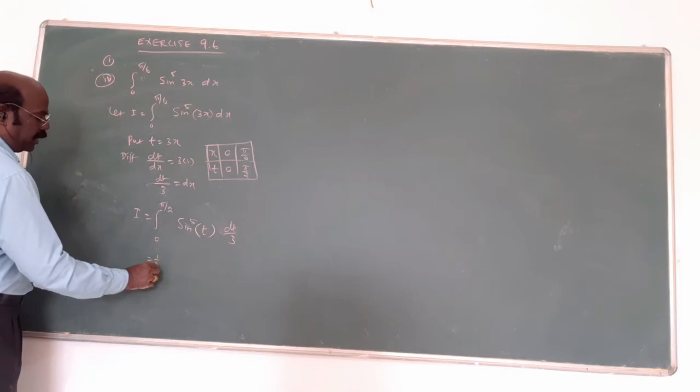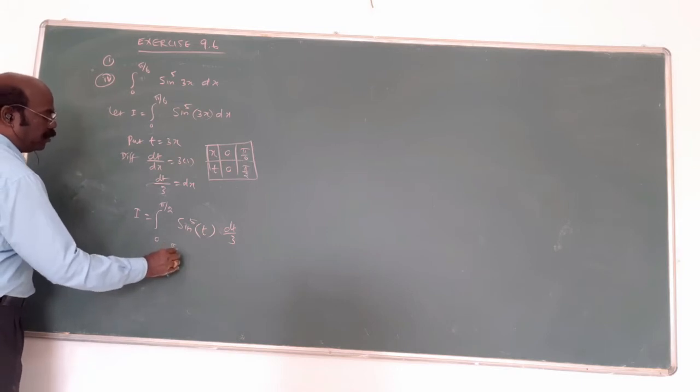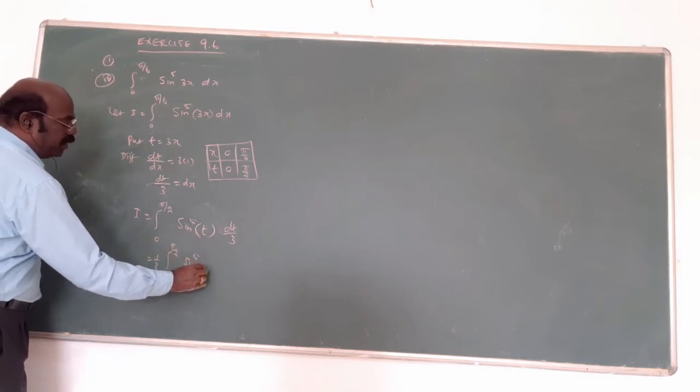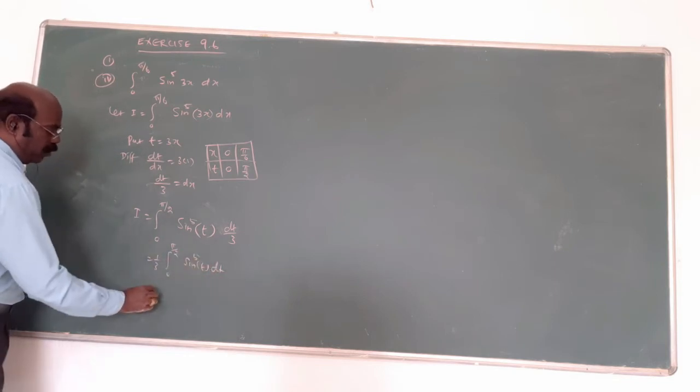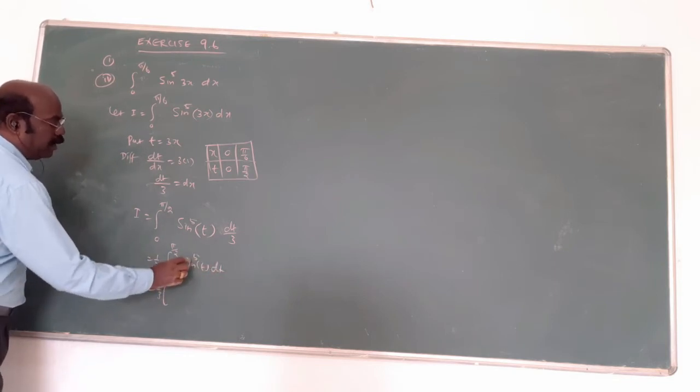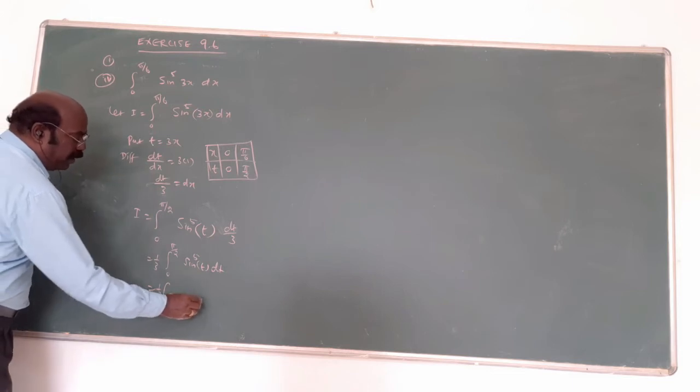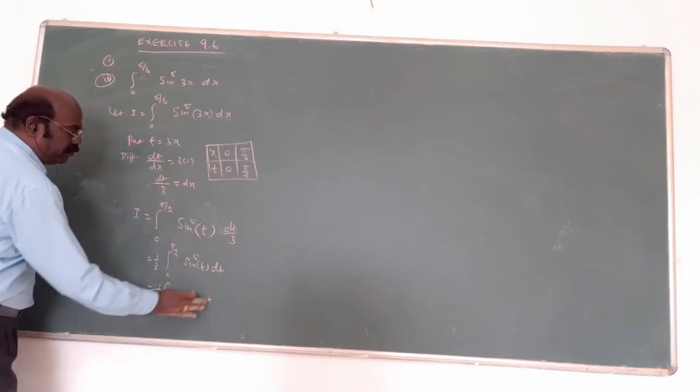Right? The 1 by 3 is constant. The integral from 0 to pi by 2 of sin power 5 t dt. Previous idea: 1 by 3. What is the denominator? The power 5 is 5, here 3. That's all. Alright?